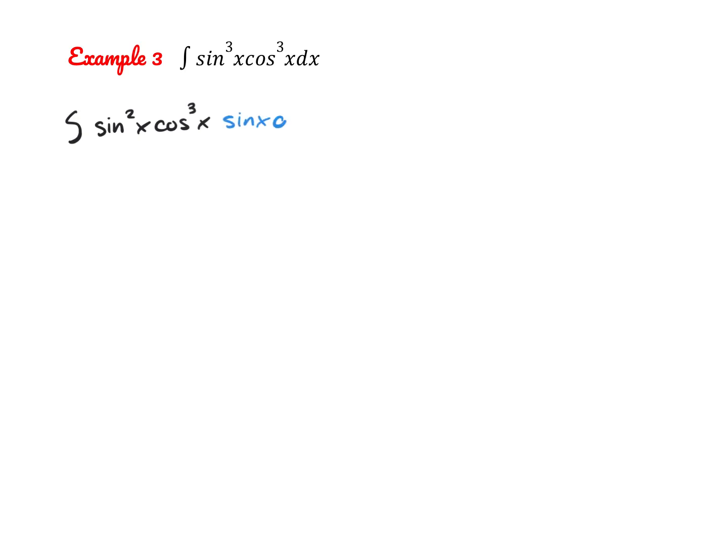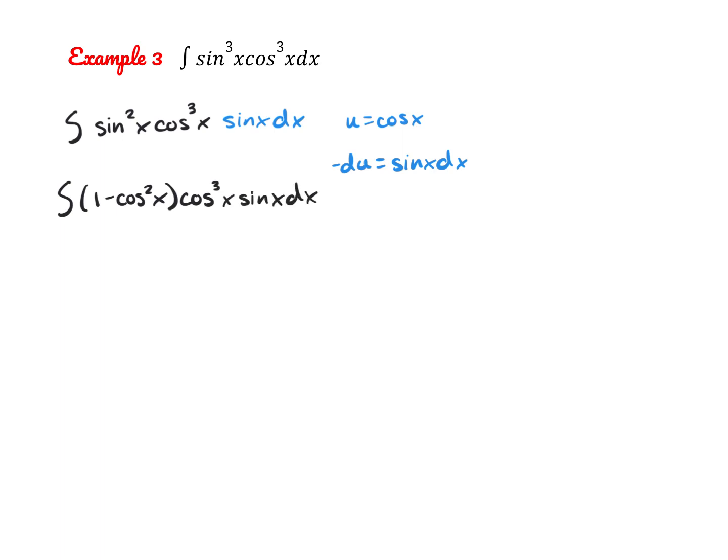sine of x dx. So if I'm setting aside a power of sine, that means that I'm going to be setting u equal to cosine of x, because negative du equals sine of x dx. So that means I need to rewrite everything else in terms of cosine. So I have 1 minus cosine squared times cosine cubed, and then my single power of sine.